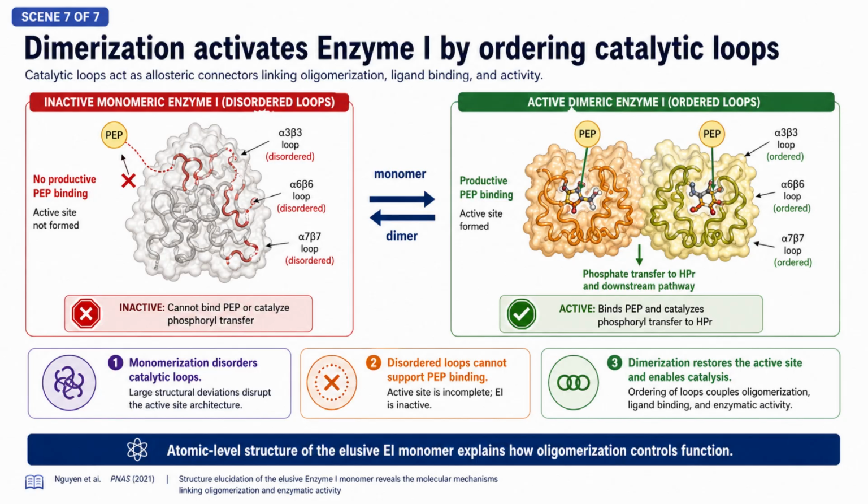Dimer formation orders the catalytic loops, creates the PEP binding site, and enables phosphoryl transfer. The inactive monomer is not unfolded, it is locally disordered at exactly the regions needed for catalysis.